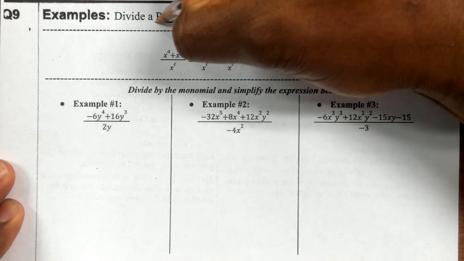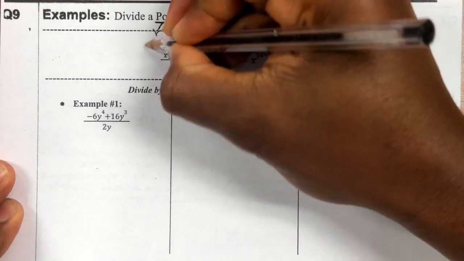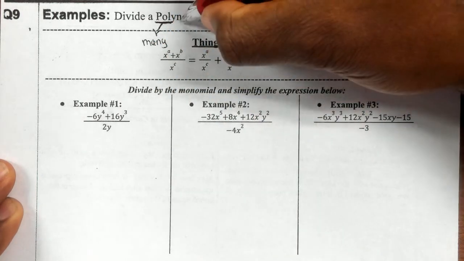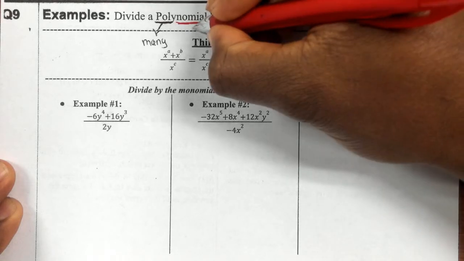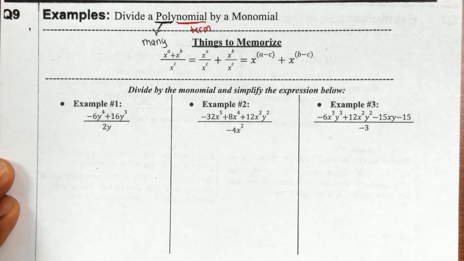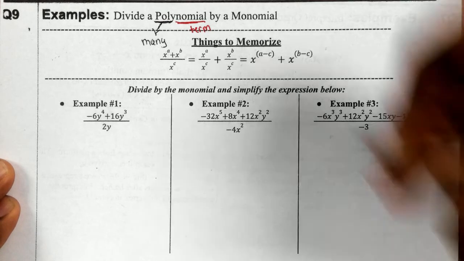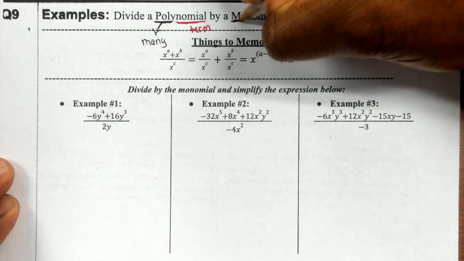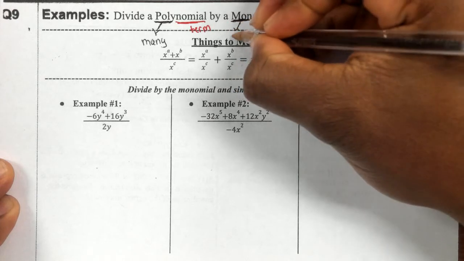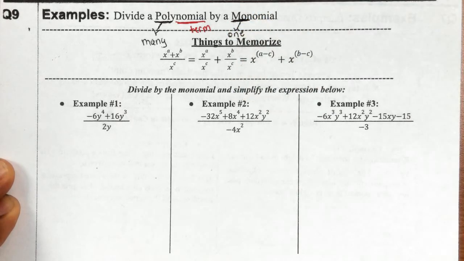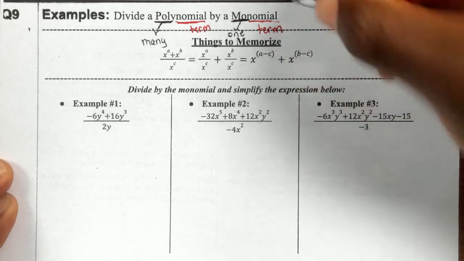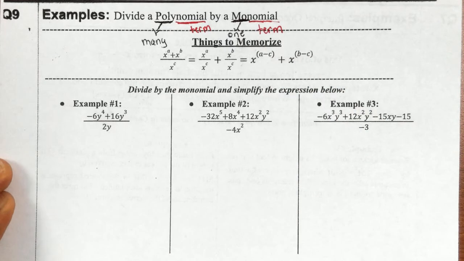The root word poly means many. The word nomial means term. So when you see the word polynomial, you're thinking about many terms. The word mono, in this case, would actually mean one. And we know the word nomial means term. So when you see monomial, that means one term.